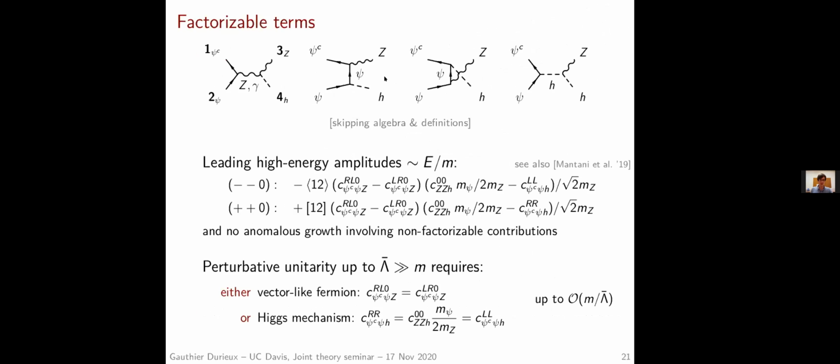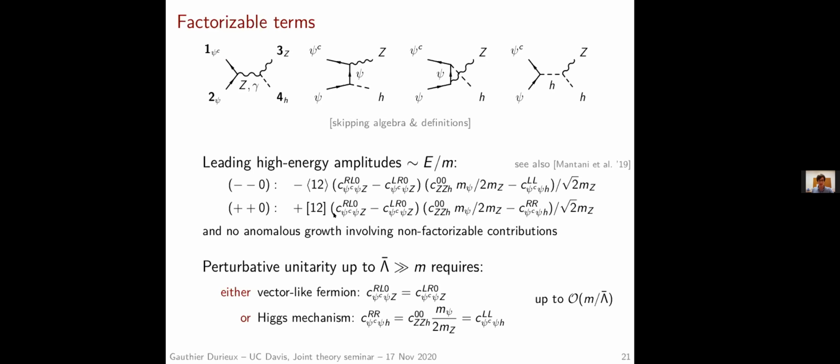If not, let me go to the factorizable contributions to this 4-point amplitude. What we have to do is to take on-shell 3-point amplitudes, glue them together, and sum over all possible channels, as I explained before. Here I'm skipping all the algebra and even some definitions to give you directly the leading high energy behavior of the sum of amplitudes, which is energy growing linearly. And this is for the longitudinal Z case.